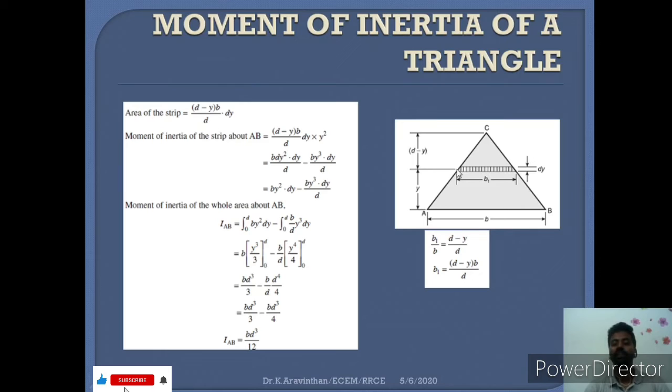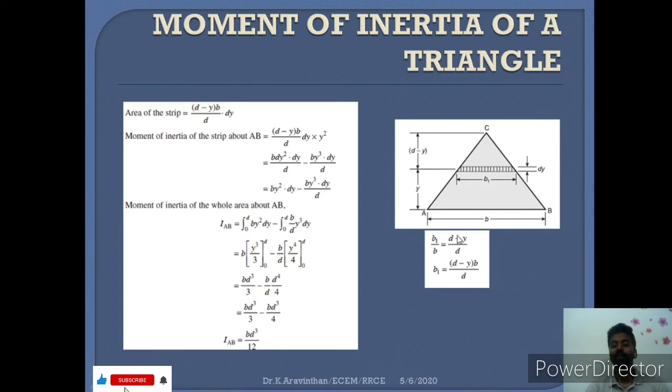So the area here is, let us consider a small elemental area. The small elemental area is taken as the depth dy and the breadth here is considered as b1 and the total breadth is known as b. The elemental breadth is known as b1. Now you want to find the area. How to find the area?